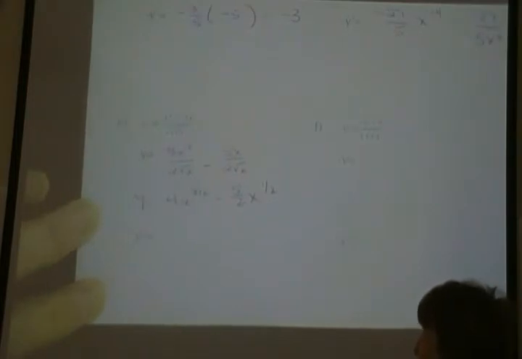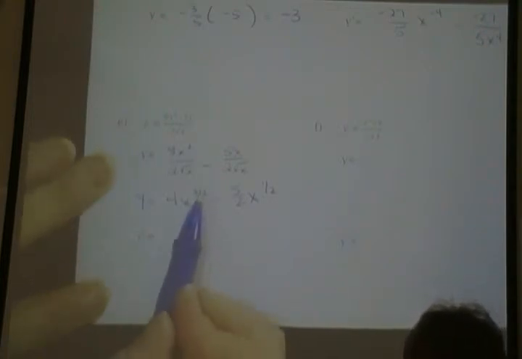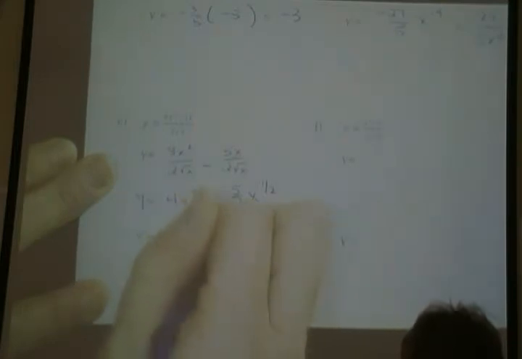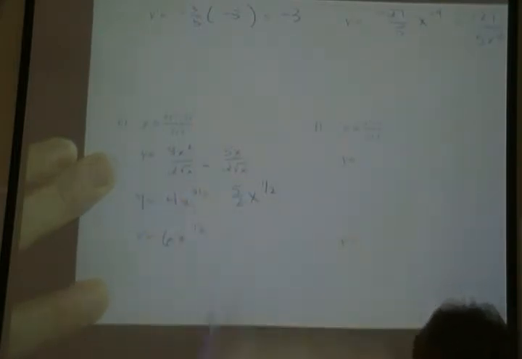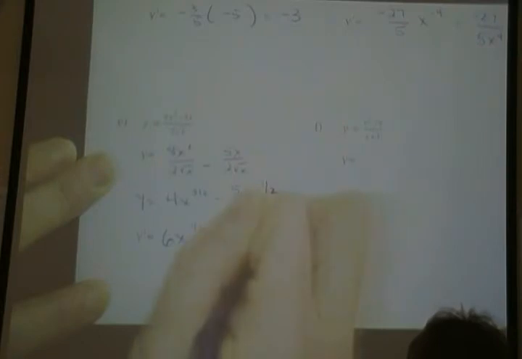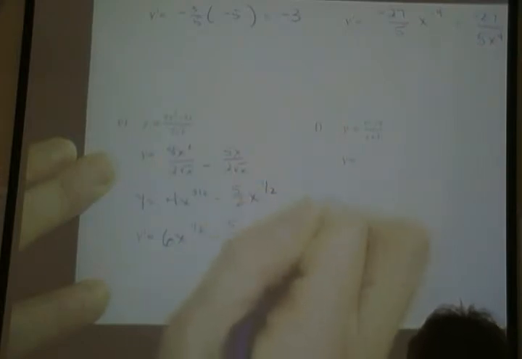So I've rewritten my function so I don't have to use the quotient rule, and then I can just use the simple power rule. Pull the 3 halves down and get 6, drop the degree to a half, pull the 1 half down and get 5/4, drop the degree to negative 1 half.